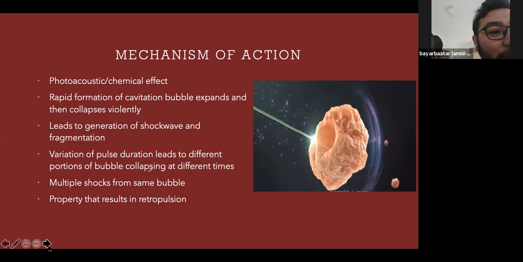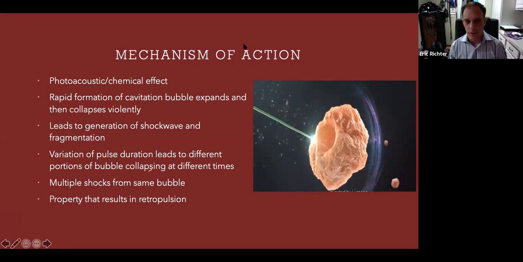What does it mean, the multiple shocks from the same bubble? What does it mean? So because of the different wavelengths, the same bubble can actually, as it collapses, be so violent that it will lead to multiple shocks and multiple fragmentations.